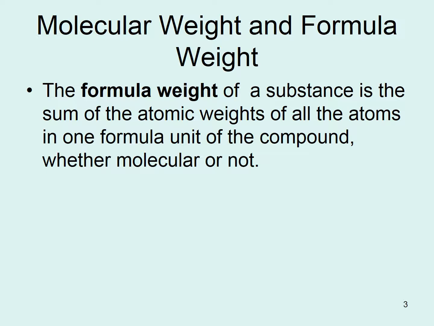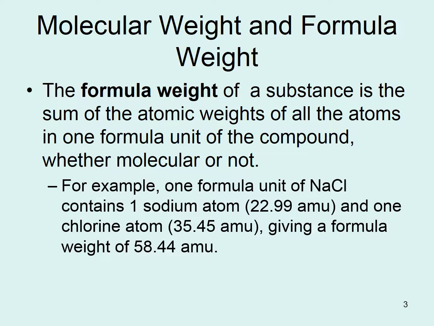So if we talk about an ionic compound, then we often use the term formula weight, although to be honest, I pretty much use molecular weight universally. Although if you see the word formula weight, it really means the same thing, but they're talking about an ionic compound instead. So again, for example, 1 unit of NaCl contains 1 sodium atom, 22.99 AMU, and 1 chlorine atom, 35.45 AMU. So the formula weight for NaCl is 58.44 AMU. So again, it's really a technicality what formula versus molecule means, but they're pretty much the same idea.